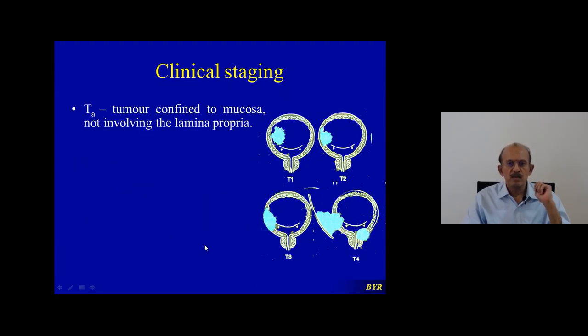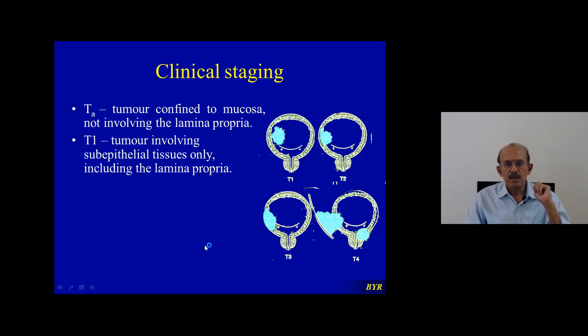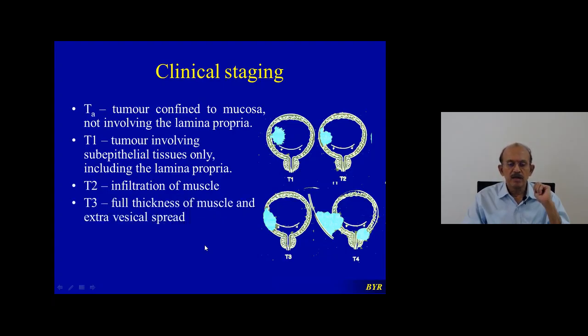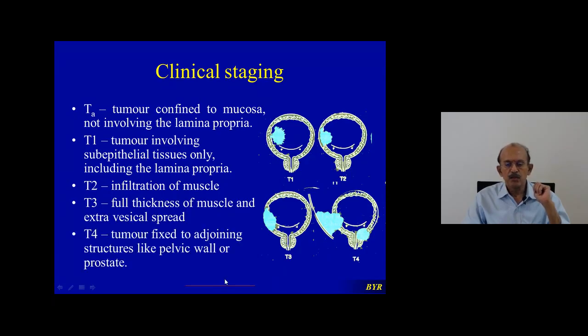Staging. Ta, tumor confined to mucosa not involving the lamina propria. That means it is an in situ cancer. T1 means tumor involving subepithelial tissues only, including the lamina propria. T2, infiltration of the muscle. T3, full thickness of the muscle and extravesical spread. T4, tumor fixed to the adjoining structures like pelvic wall or prostate.